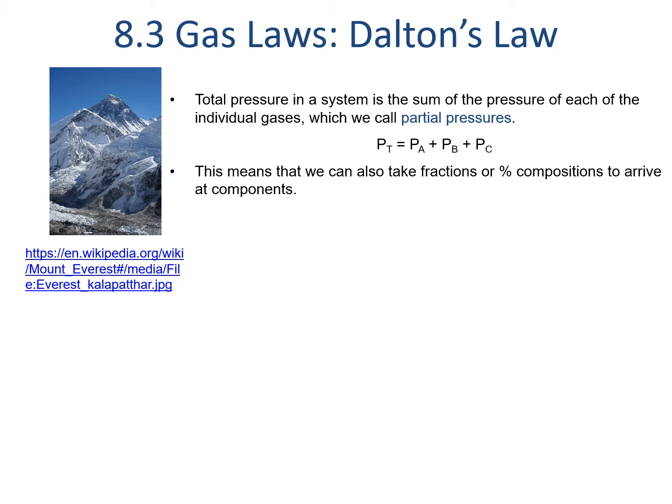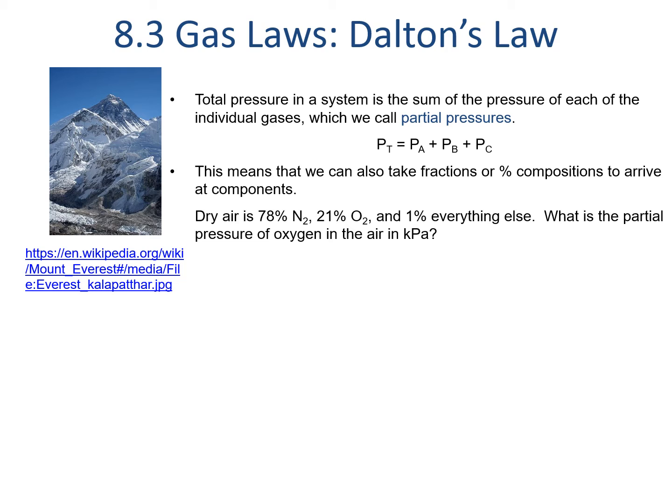If we know the total is just the sum of its component pressures, we can also use the percent composition of the total to give partial pressures, the pressure of any individual component. For example, dry air, that's air without any humidity, is 21% oxygen or so. If there is 1.000 atmospheres of air in the atmosphere, the partial pressure of oxygen is just that 1.000 atmospheres times 0.21, the decimal for 21%, which is equal to 0.210 atmospheres.